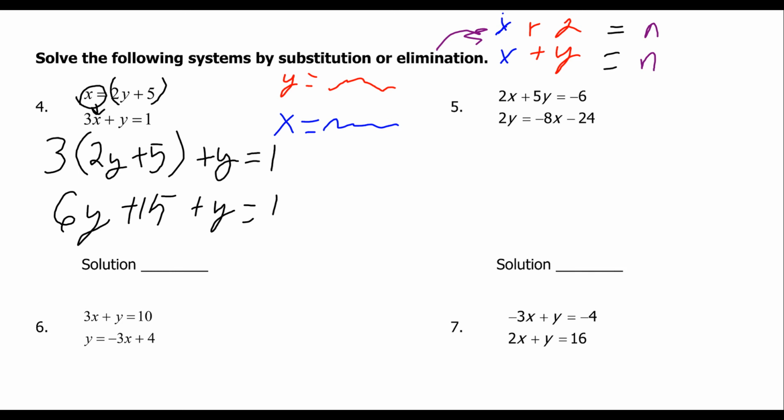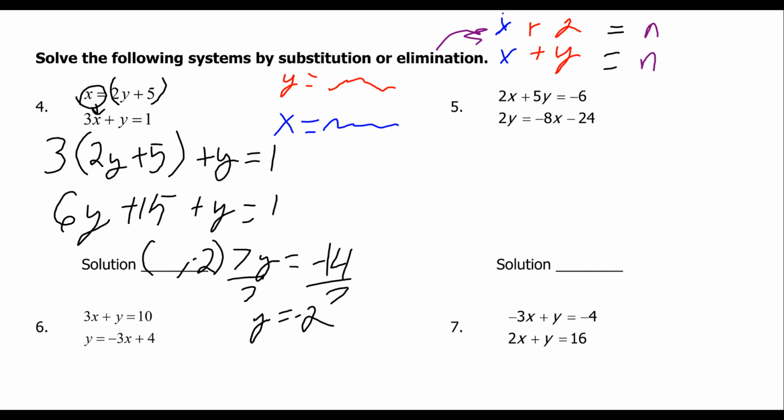So that's going to be 7y equals negative 14. All I did was subtract that 15 from both sides, and divide each side by 7. I got y equals negative 2. So I know that y is going to be negative 2.